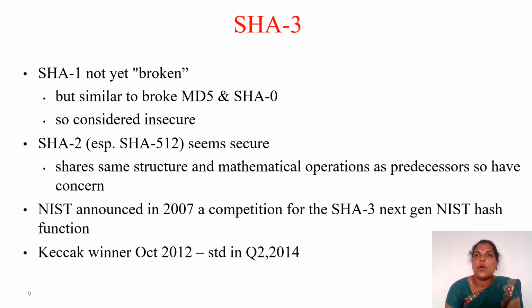Now the latest version of SHA is SHA-3. SHA-1 is not broken, but it is vulnerable to attacks similar to how MD5 as well as SHA-0 were broken, so it is considered somewhat insecure. So they go for SHA-2, especially SHA-512, which seems more secure compared to the other two, 256 and 384. They share the same structure and mathematical operations as their predecessors, so there is concern.